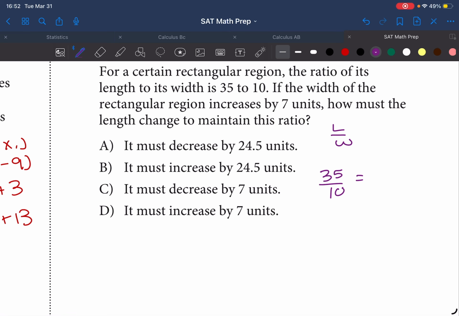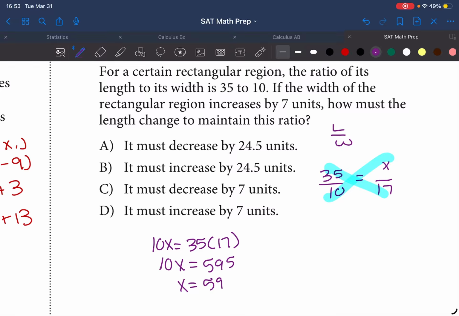Okay, so the width is on the bottom, so 10 plus 7 is 17. What must this value be? And so I'm going to use the butterfly method and cross multiply. So I have 10x is equal to 35 times 17. Let me go ahead and pull that up. 35 times 17 is 595. So 10x is equal to 595. Divide by 10, I get x is equal to 59.5.